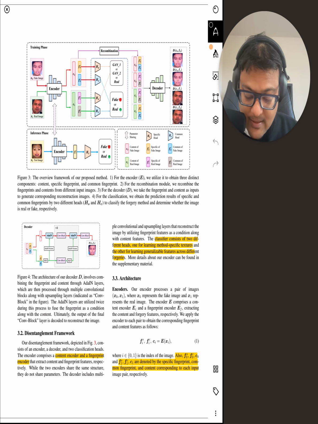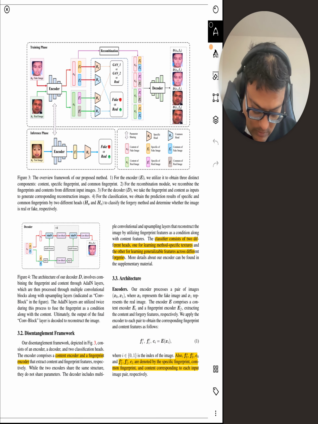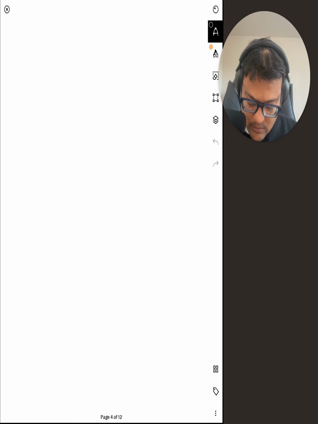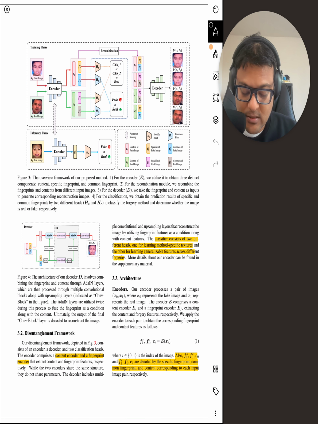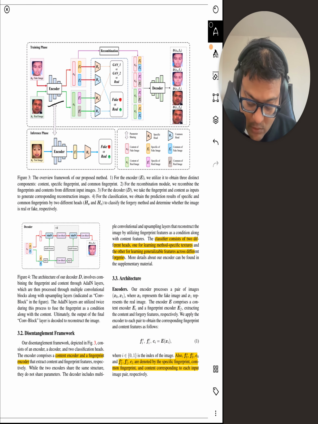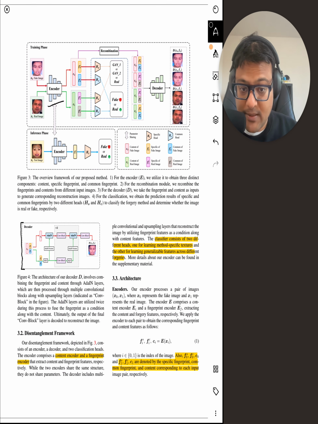So their architecture consists of two parts. One is an encoder and one is a decoder. So first let us try to understand what the encoder contains.